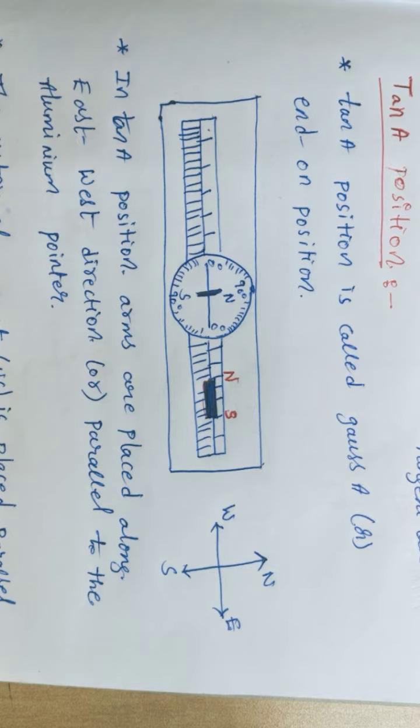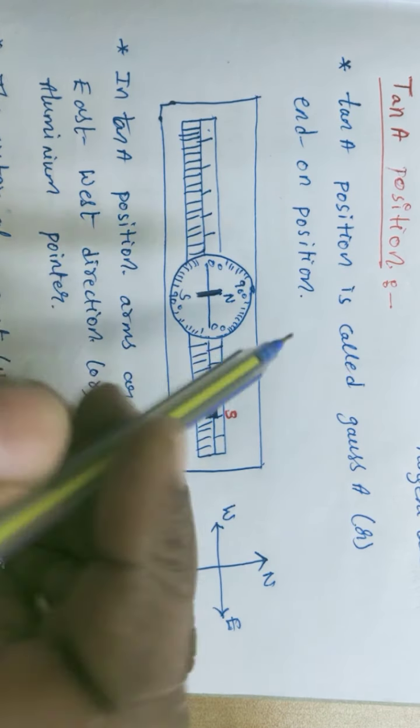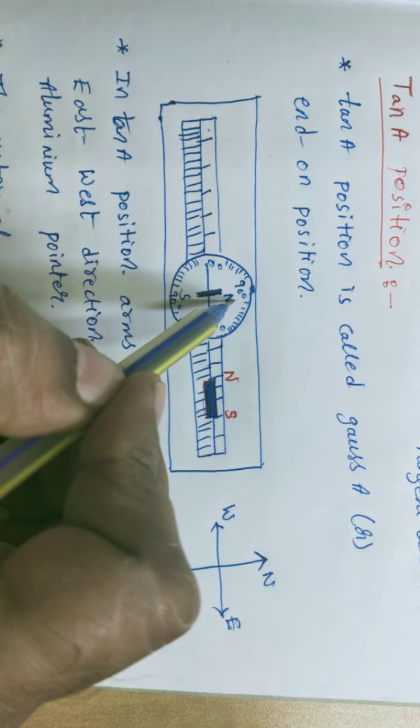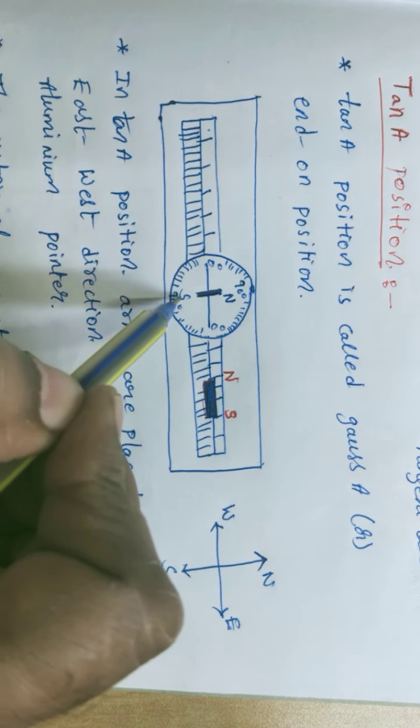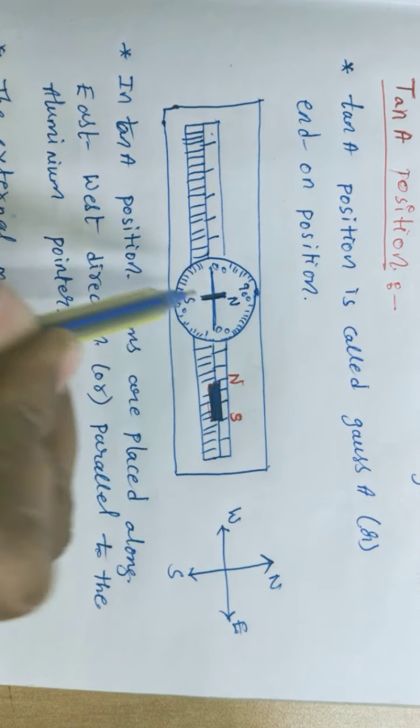Observe carefully, students. I am showing this for you. This is one magnetic needle. For this magnetic needle, this is the north pole and this one I am taking as the south pole. This one is the aluminum pointer.